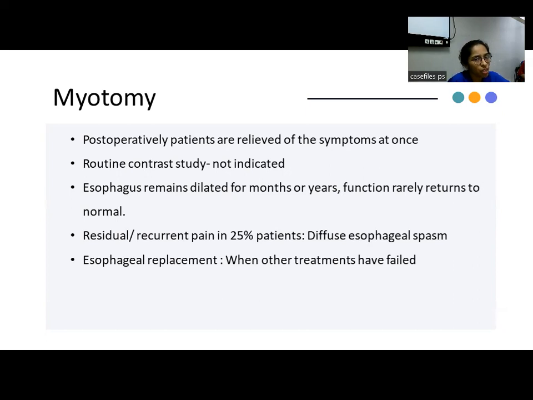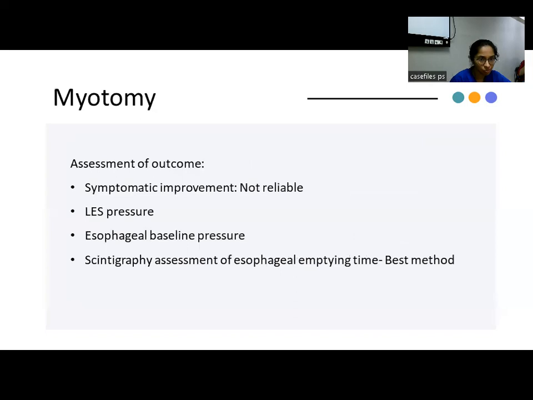Post-operatively, after the myotomy, the patients will usually be relieved of the symptoms at once, and a routine contrast study is not routinely indicated. The esophagus remains dilated for several months and years after the myotomy. The function of the esophagus rarely returns to normal. There can be residual or recurrent chest pain in 25% of the patients, because of diffuse esophageal spasm. This can be controlled with medications in most patients, but if the symptoms are refractory, then there can be a need for esophageal replacement.